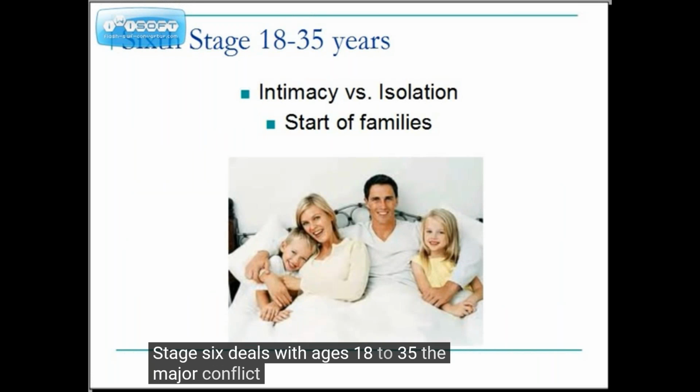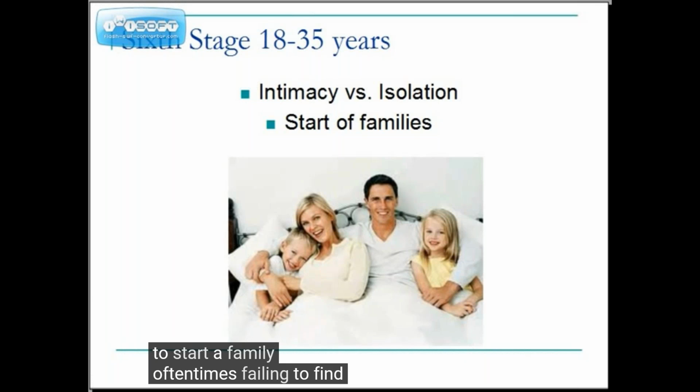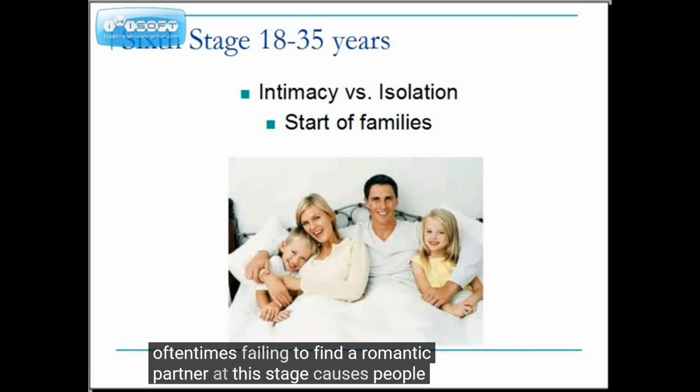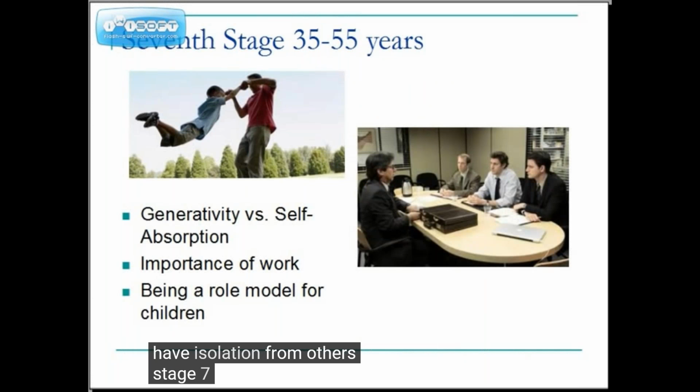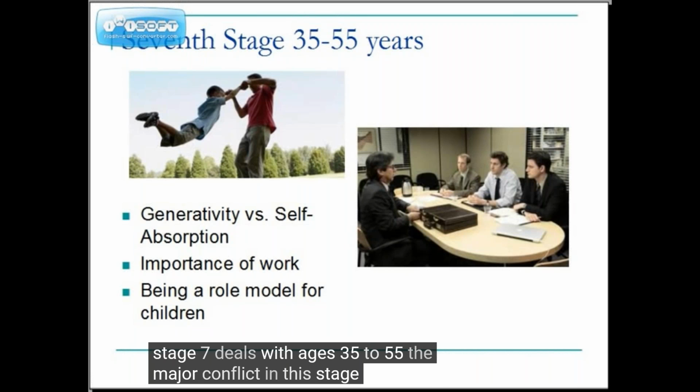The major conflict at this stage is intimacy versus isolation. During this time, a person begins to settle and want to start a family. Oftentimes, failing to find a romantic partner at this stage causes people to have isolation from others. Stage 7 deals with ages 35 to 55. The major conflict in this stage is generativity versus self-absorption. In this stage, the two biggest responsibilities to a person are their career and their children.